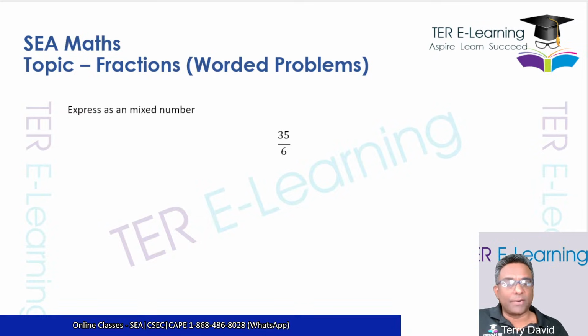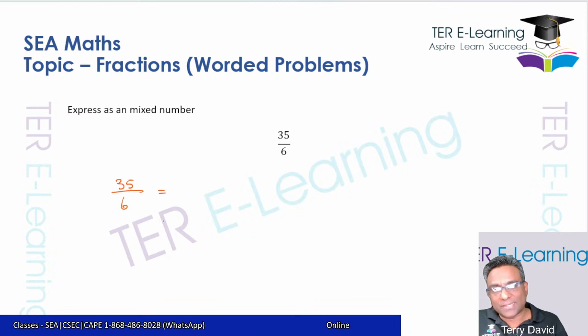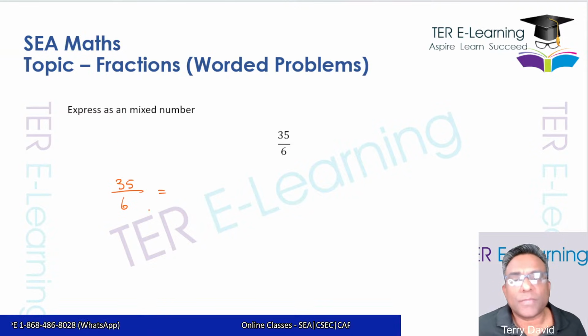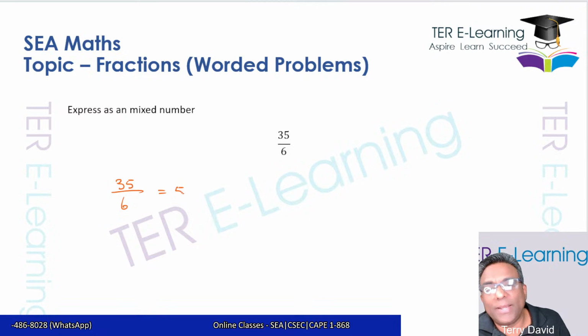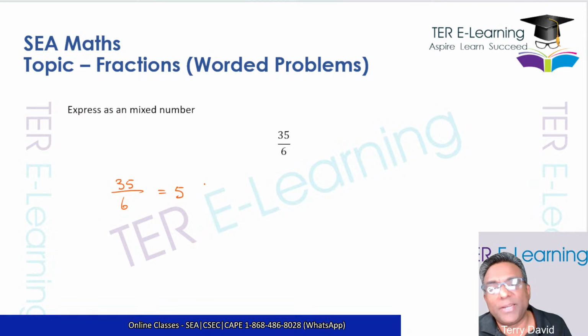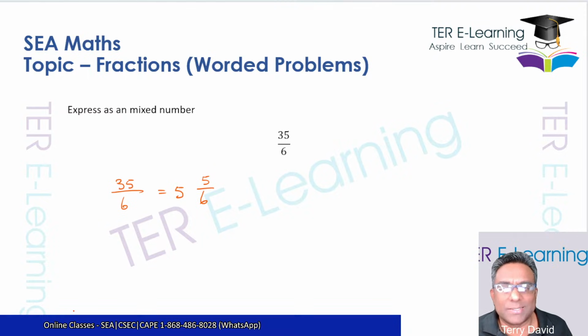Okay, so a lot of correct answers there. So we have 35 over 6. So this here is an improper fraction, and I want to write this as a mixed number. So what we're going to say is how many times can 6 go into 35? In this case here, 6 can go into 35 5 times, because 5 6s are 30, and we're going to get a remainder of 5. So in this case here, we are going to get 5 and 5 over 6. Again, this is one of those simple questions that can come in section 1 of the exam paper.